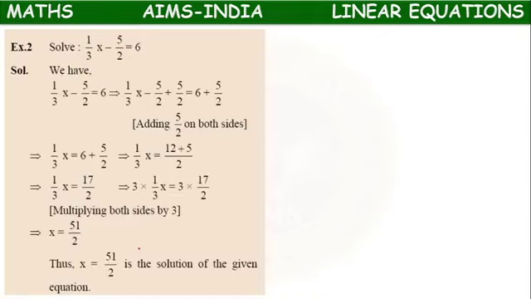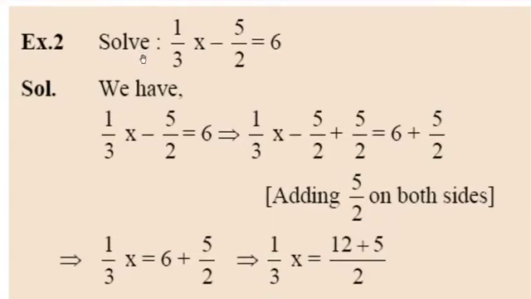Okay, children. Next, example 2. Solve 1 by 3x minus 5 by 2 equals 6. Here we want to find x. First, this minus 5 by 2 has to be removed. How can we remove minus 5 by 2? We can add plus 5 by 2 on both sides, left hand side and right hand side. Now 5 by 2 cancels. 1 by 3x remains on the left hand side.